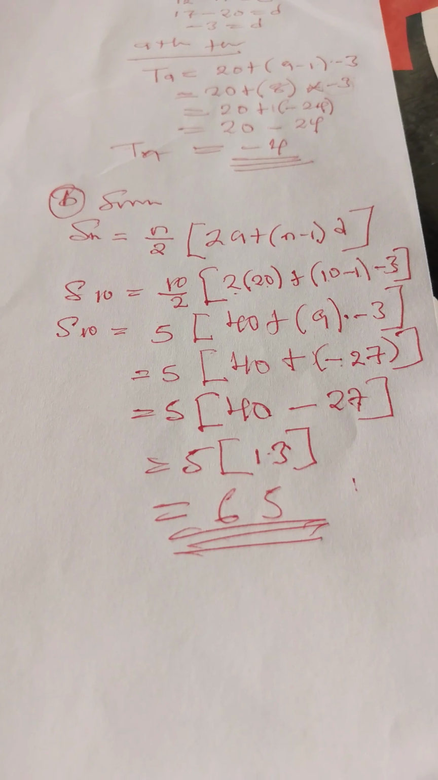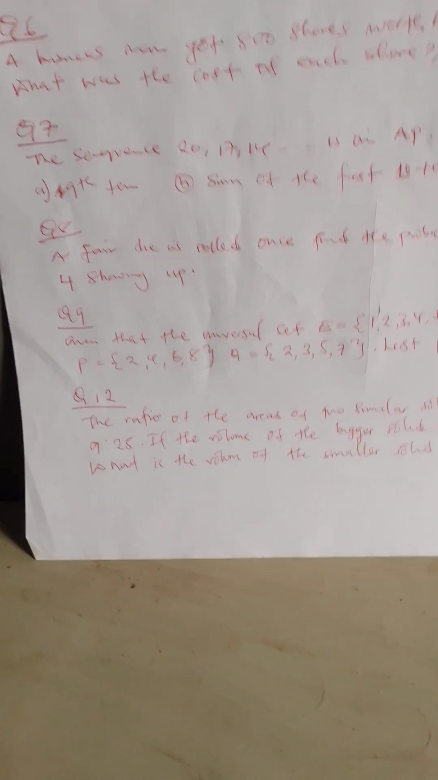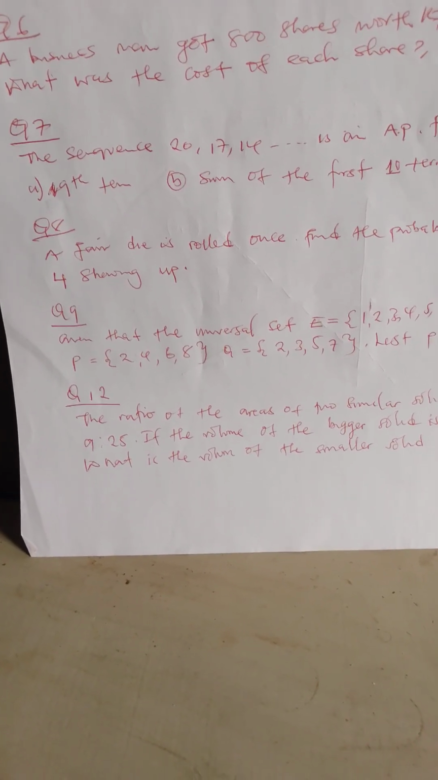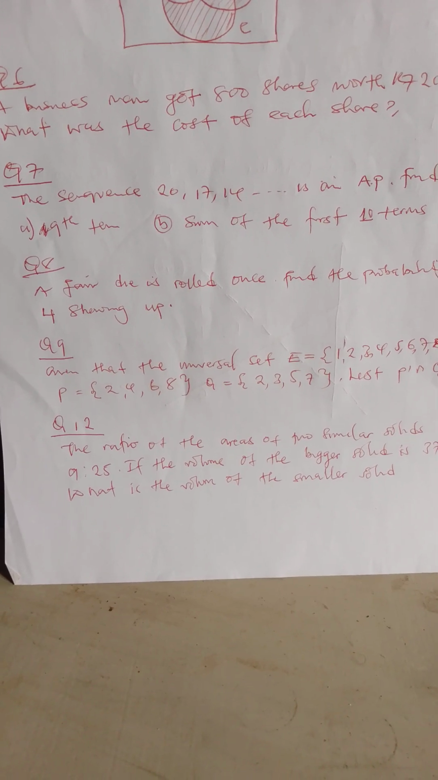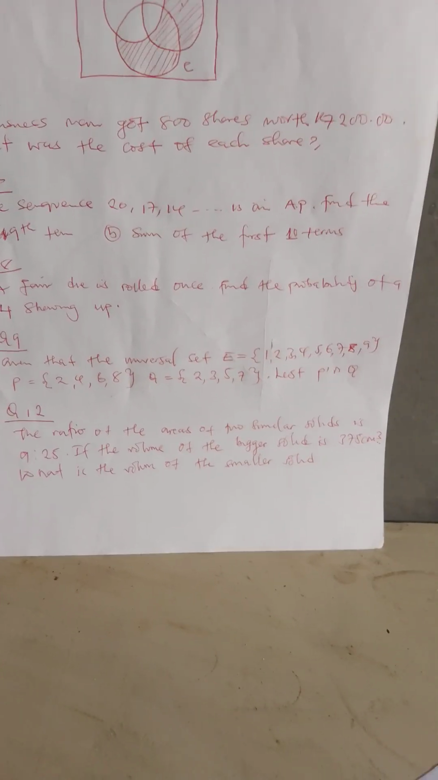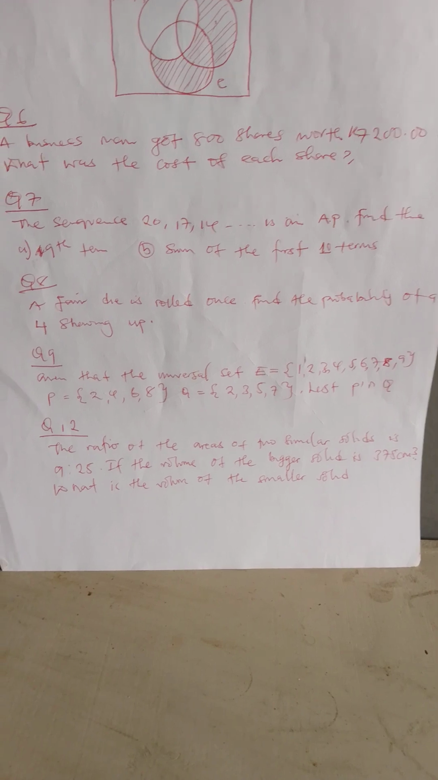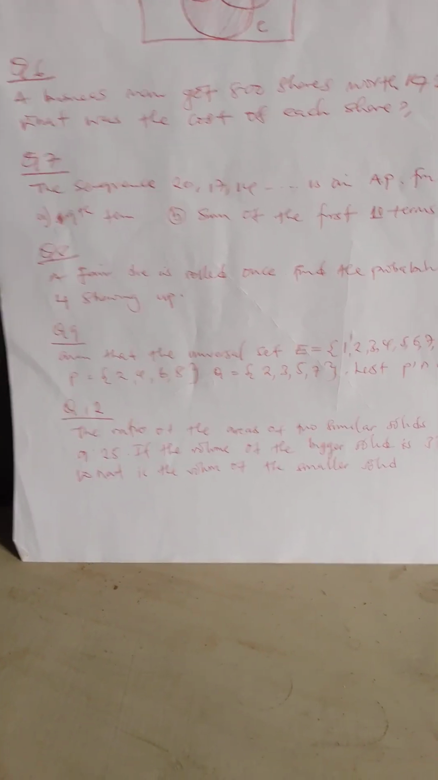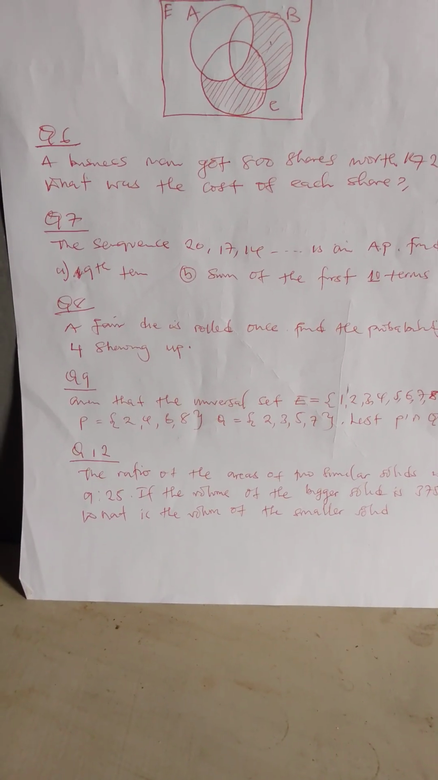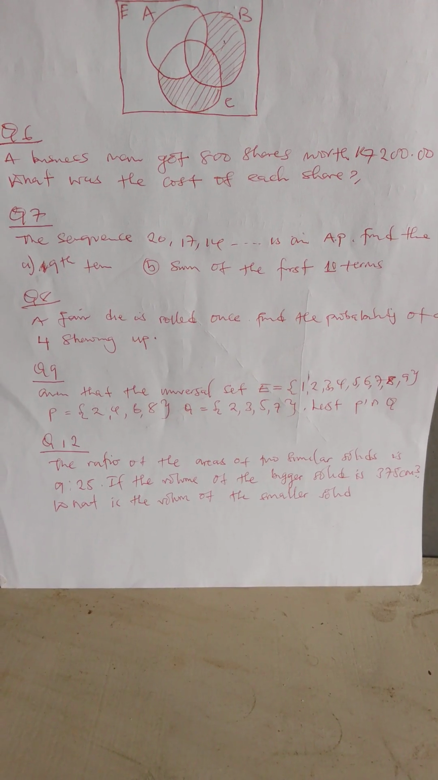Okay, so question 8. Question 8 reads: a fair die is rolled once. Find the probability of a 4 showing up. A fair die is rolled once. Find the probability of a 4 showing up.